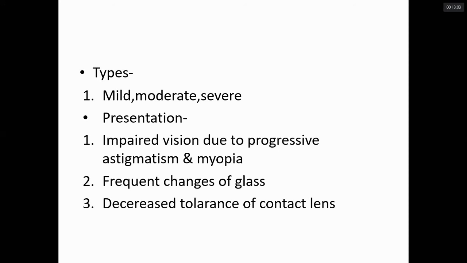As the corneal anteroposterior diameter is increased, the patients will have myopia. As the apex of the cornea protrudes, there is irregularity of the corneal surface, so there is progressive astigmatism. The patient wants to change glasses frequently, and the patient cannot tolerate contact lenses. As the cornea becomes cone-shaped, the patient is unable to bear the contact lens.